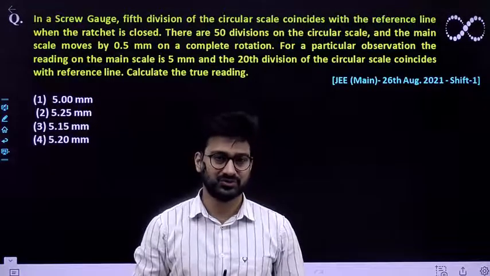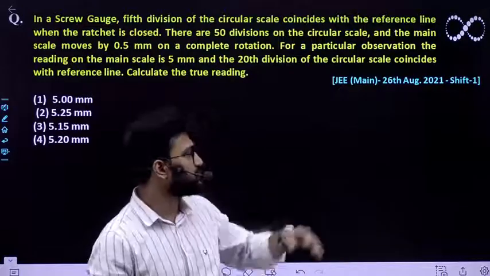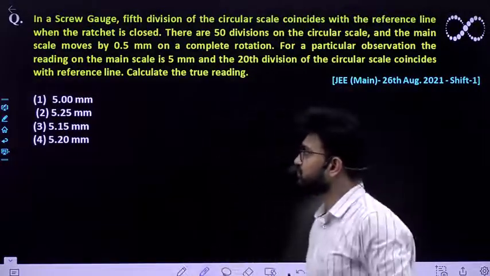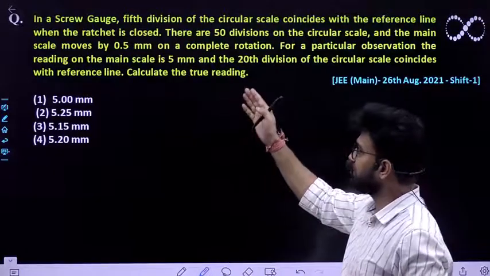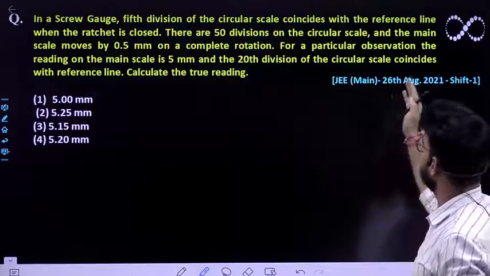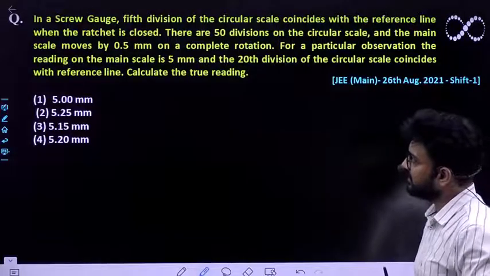Right now I'll be doing one such question that came in your JEE Main examination. This question came on 26th August 2021 in shift 1. So let us see this question first. In a screw gauge, fifth division of the circular scale coincides with the reference line when the ratchet is closed.